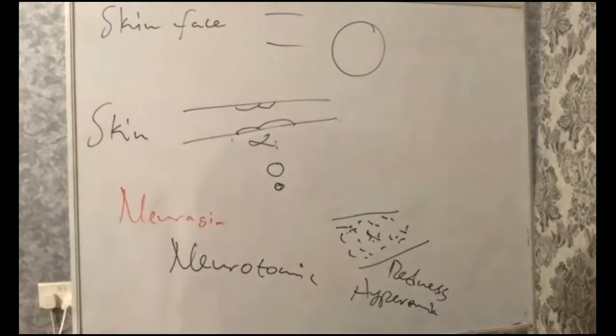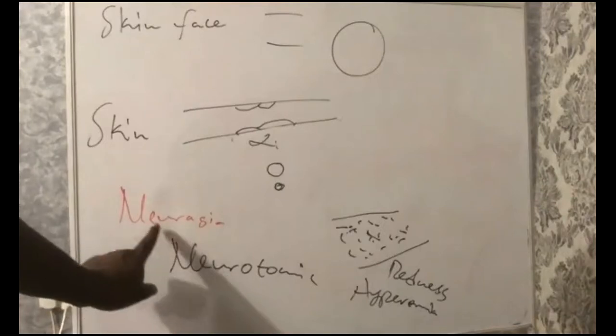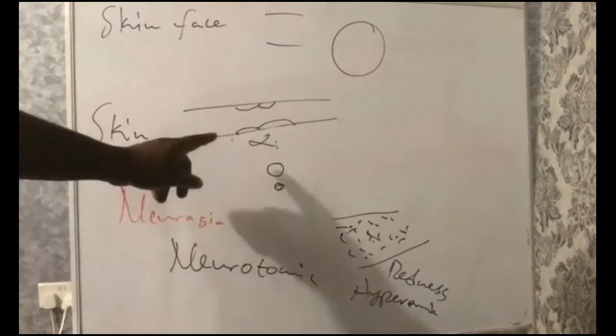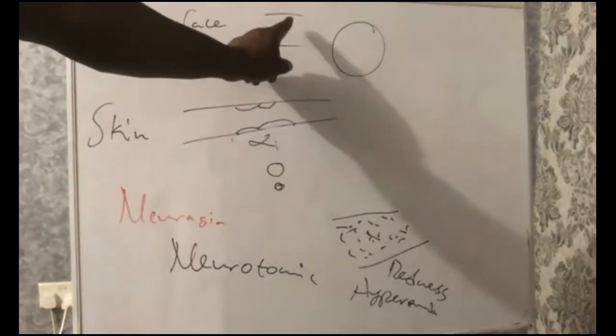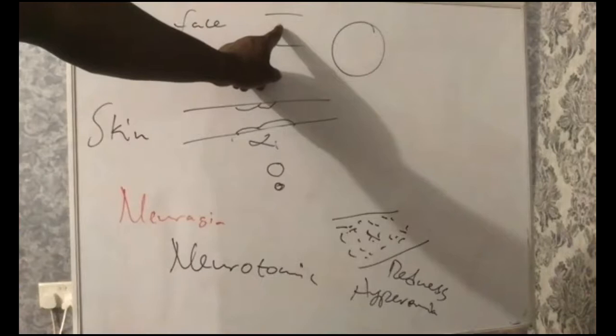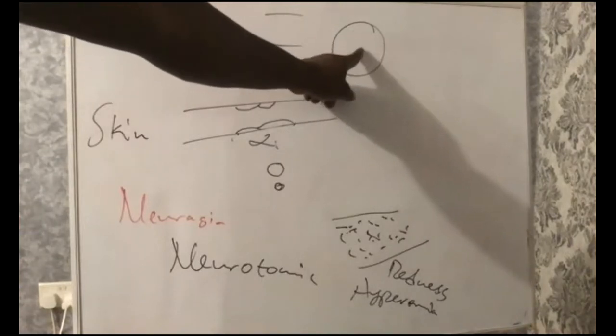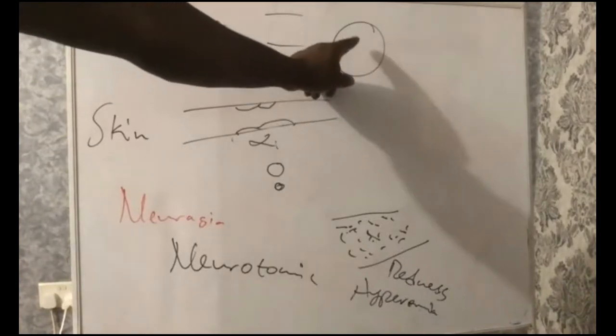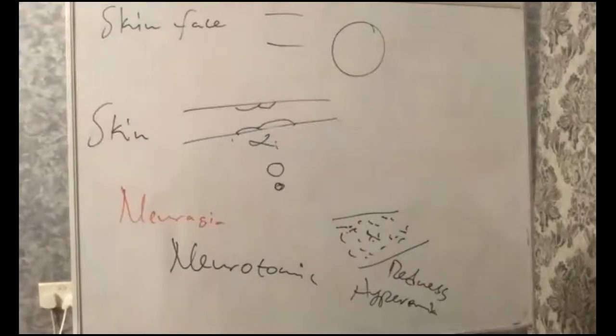Okay. So in neuralgia, there is an increase in nerve tone, that's neurotonic, and it will cause dilation of the facial blood vessels, and once the facial blood vessels become dilated, more blood will rush there, and it will cause hyperemia. So that type of hyperemia is called neurotonic hyperemia. Do you understand it now? Yes. Yeah.